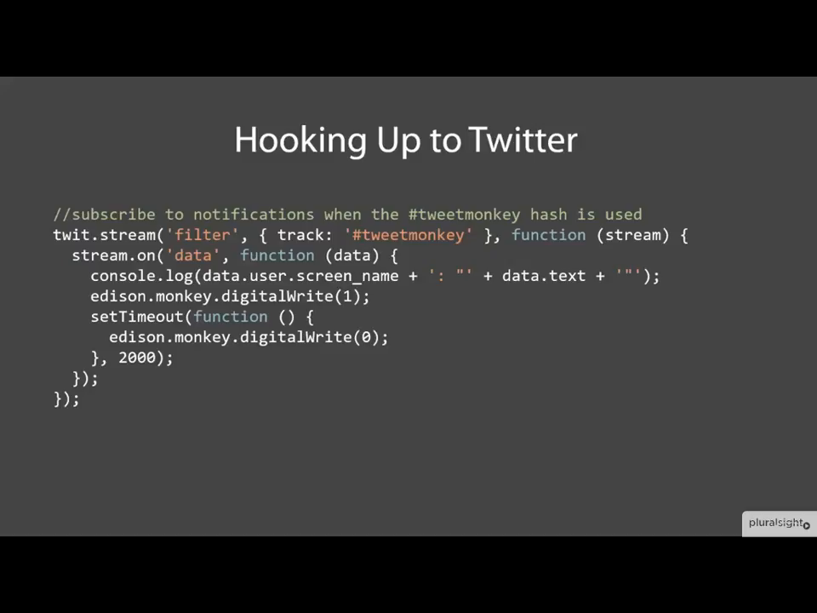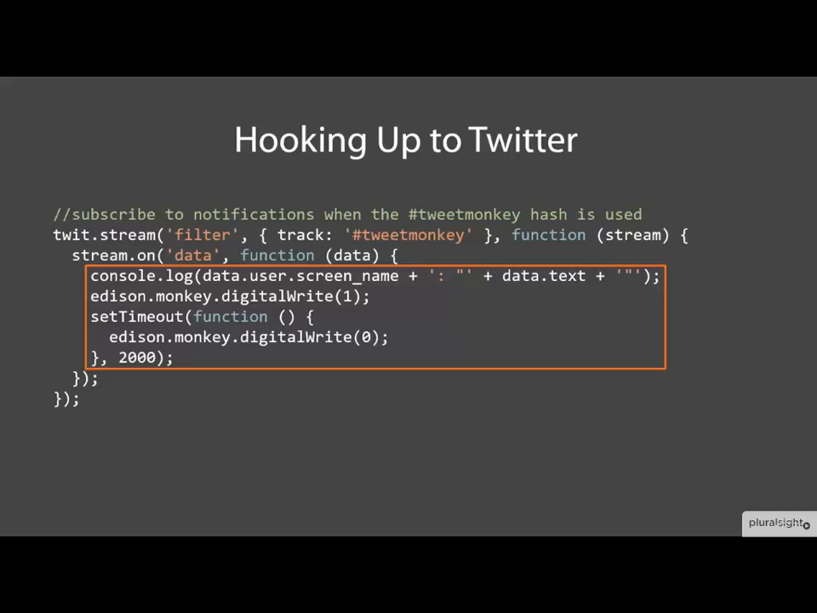Now, to tie into the Twitter streaming API and tell it that we're interested in any tweets with the hashtag tweetmonkey, first we call the stream method, then we tell it that we're interested in filtering tweets, we want to track the hashtag tweetmonkey, and then in the resulting function body we use the stream to tie up to the data event. That means that this code is going to fire every time a tweet is received, and the data object is going to hold the tweet.